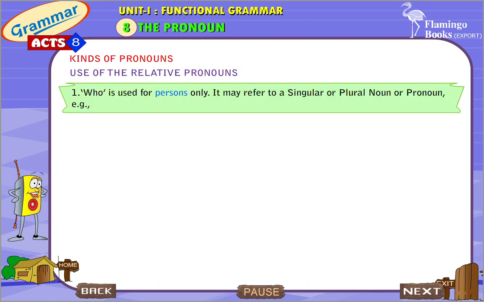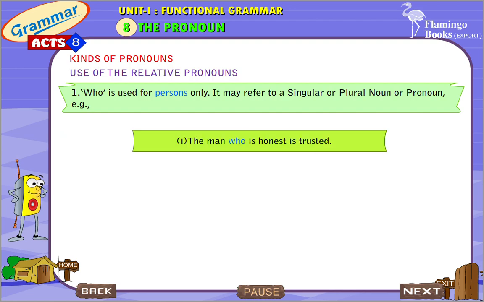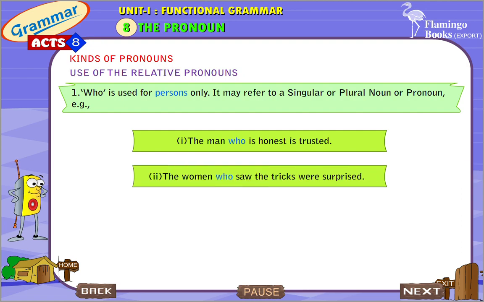Use of the relative pronouns. Who is used for persons only. It may refer to a singular or plural noun or pronoun. Example, the man who is honest is trusted. The woman who saw the tricks was surprised.